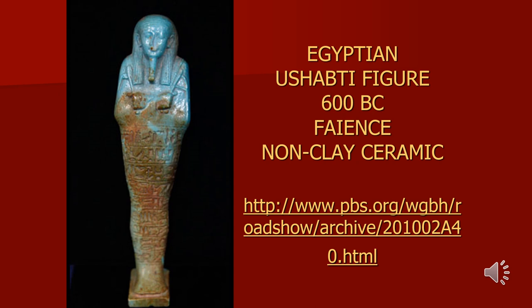Here we see a small Ushabti figure, which were figurines that were made to be servants to the pharaoh in the afterlife. And this is made from faience. So faience is a glass-like substance that at first was used in Egypt about 4000 BC, and then evolved as an art form until it was used in quite a few different areas.